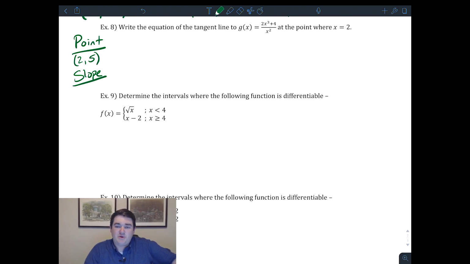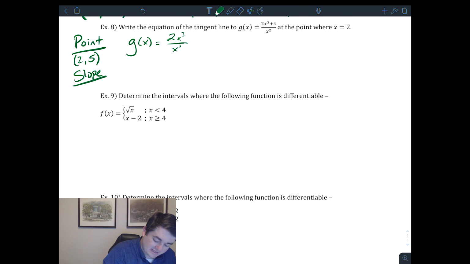But to find my slope, I need the derivative, and this does not look like something I can use the power rule on at first glance. However, because the denominator has a single term, I can split this into multiple fractions. So I'm going to rewrite g of x as 2x cubed over x squared plus 4 over x squared.